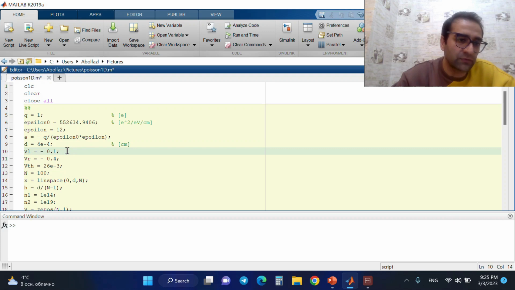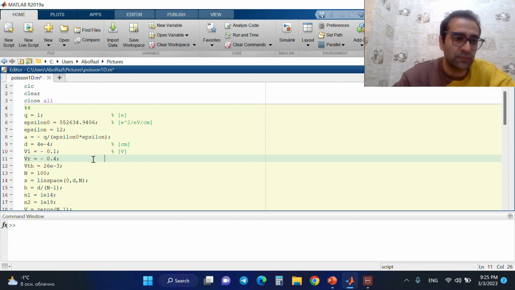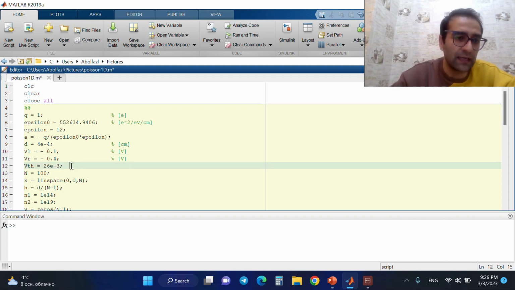And I defined the left boundary condition, or left value for the potential, to be minus 0.1, and the dimension of this one is volt. And I also defined the right boundary condition to be minus 0.4. Again, the unit should be volt. And we know that the thermal potential, that is KT divided by Q, is about 26 milli-electron volt.